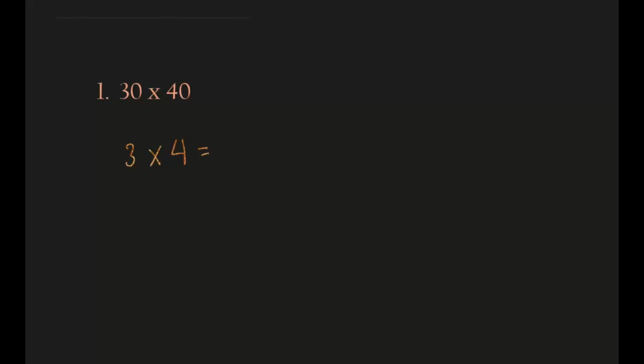Well, if you know your multiplication tables, you know that it equals 12. But that's not our answer because we're doing 30 times 40. So we multiply 3 and 4 like we did, so 12. And then we need to add the zeros because we have two zeros here, one here and one here. So we have to add two zeros here. So our answer here is 1,200.